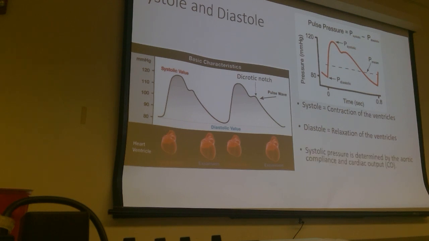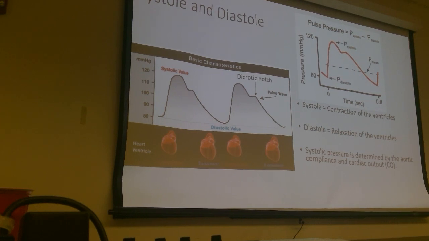So in the vessels, systolic pressure is determined by aortic compliance and then the cardiac output. All right, so how much blood is being put out by the heart and how well the aorta stretches. I'll give you a formula in a minute, but mean arterial pressure is not the mean between the systolic and diastolic, and there's a reason for that. So there's a different way to calculate mean arterial pressure. We'll talk about that.